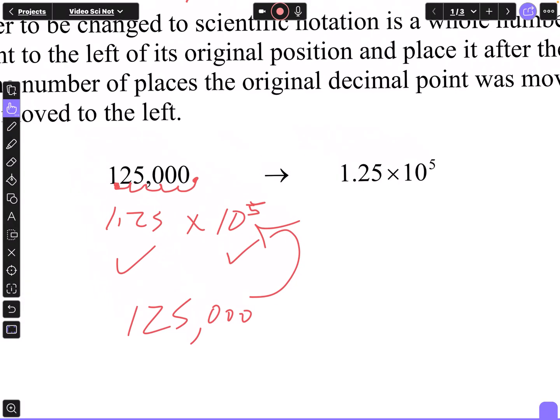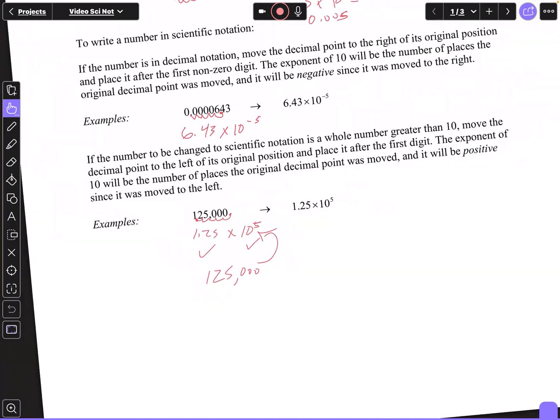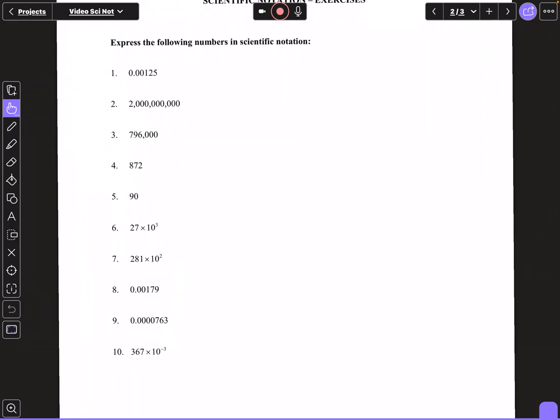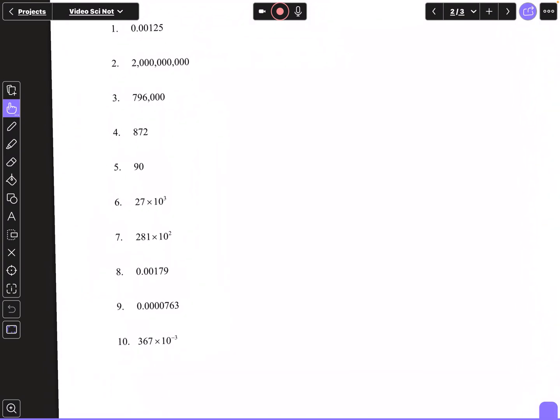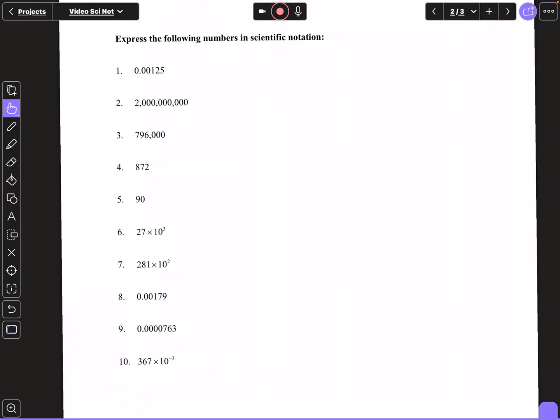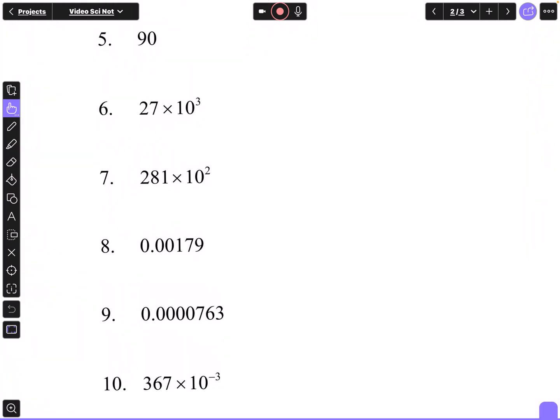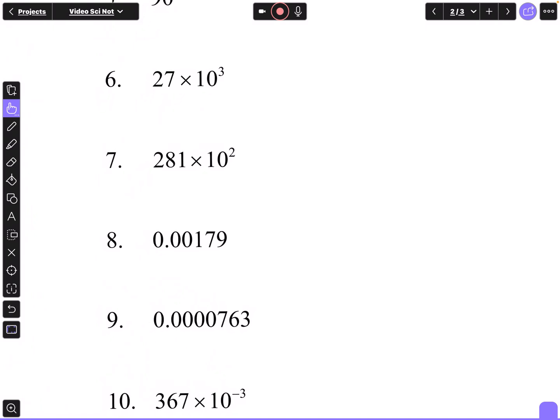Now, every once in a while you might come across, if we look at these examples, I'm going to work one or two with you, and then I want you to work the rest of them, and then you can go over the answers once you're finished. But sometimes you'll have a number that's already in scientific notation, and there's a few of them here. Let's say we look at number 7. We have 281 times 10 to the second. Now this is in scientific notation, but it's not correct scientific notation.